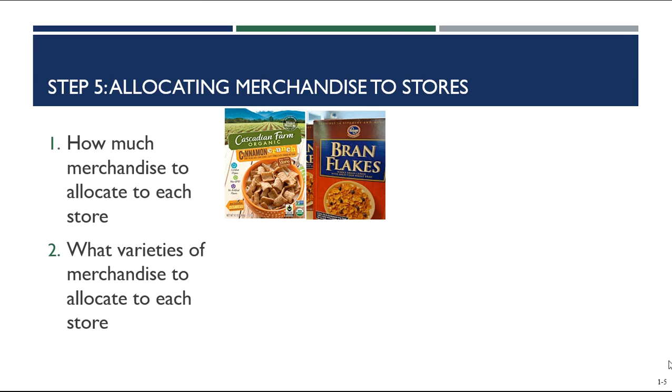A second question is what varieties of merchandise to allocate to each store. So if you are Kroger, you might order 3 million boxes of cereal. But which varieties of cereal do you need to send to each store? Because it's probably going to be very different. Think back to the segments we talked about in Chapter 4 in terms of the ESRI data, the tapestry data, and think about how that would impact an assortment of cereal. So I'm going to tell you about 2 tapestry segments, and I want you to identify which of the cereals that you see on your screen they'd be most likely to eat.